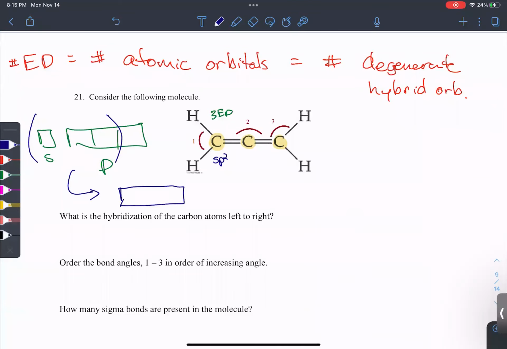How many hybrid orbitals do we get out of when we combine those atomic orbitals? 3. So we have a degenerate set of 3 hybrid orbitals that are sp2 hybridized. And then we have this leftover p orbital that's hanging out, not doing anything. We didn't touch it at all.